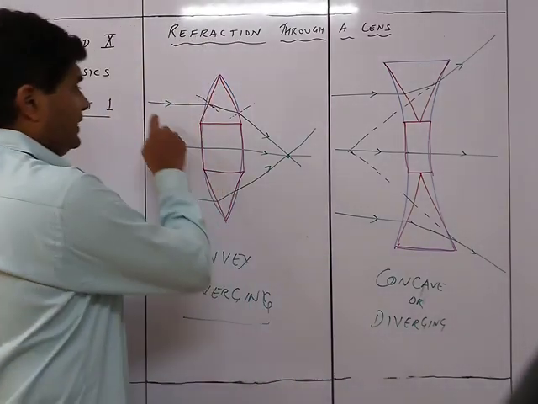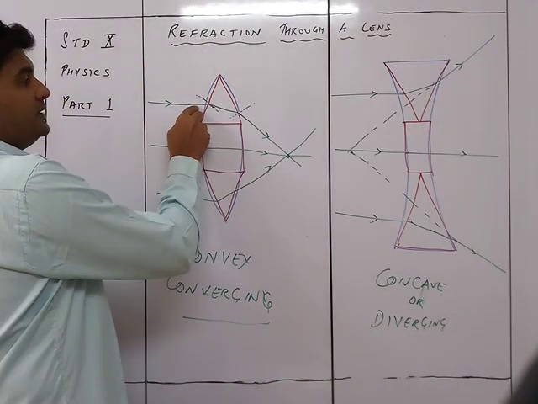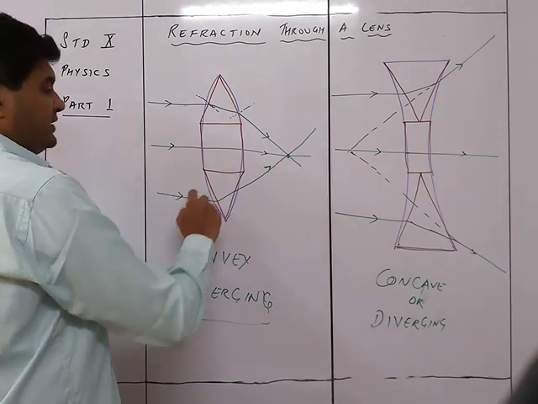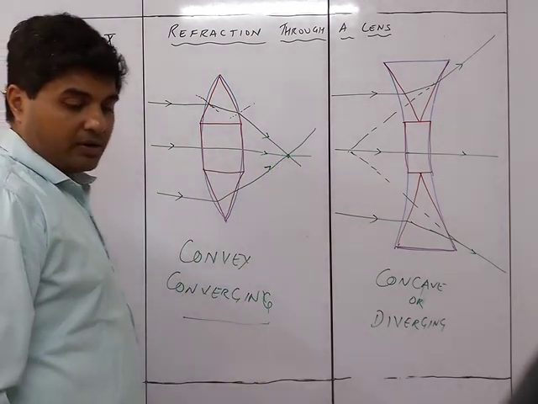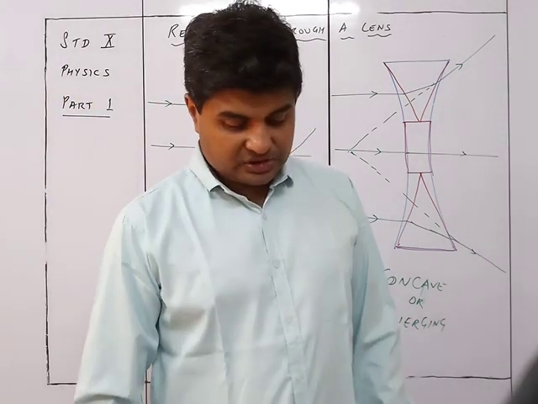So this is what they are saying: of the three rays coming here, this one is going towards the base, this is going straight, and this is going towards the base again. So they are converging at a point, and that's why the convex lens is called a converging lens.